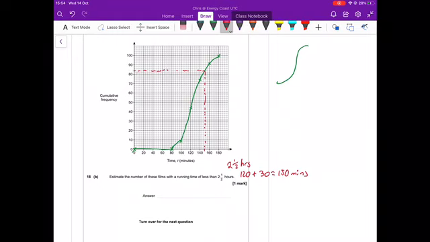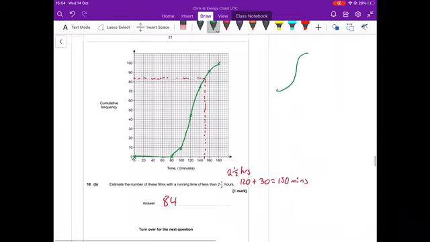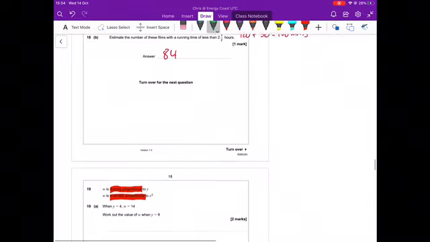Estimate the number of these films with a running time of less than 2.5 hours. So I want everything less than here, basically, okay? And that hits exactly at 84, so my answer is going to be 84, okay? That's how you do cumulative frequency graphs in about 5 minutes.